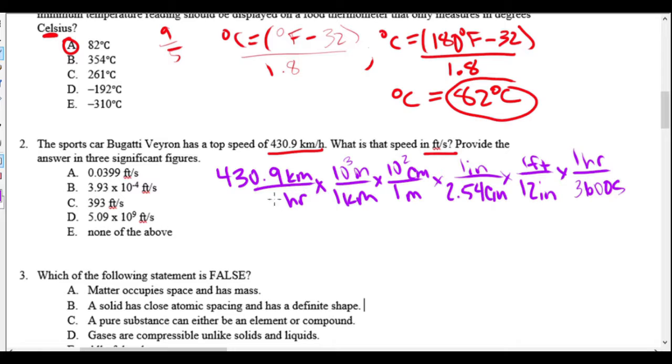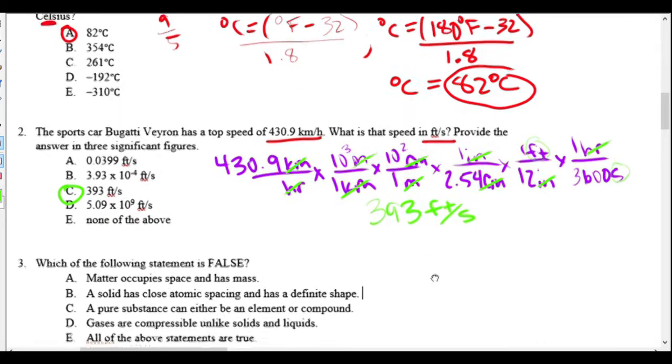Check our units really quick. Let's swap out colors to do this. Kilometers, kilometers, meters, meters, centimeters, centimeters, inches, inches. Then we have feet for 1 unit. Hours cancel here, and we have seconds for another unit. When you do all of this math, you should end up with 393 feet per second, which would be C.